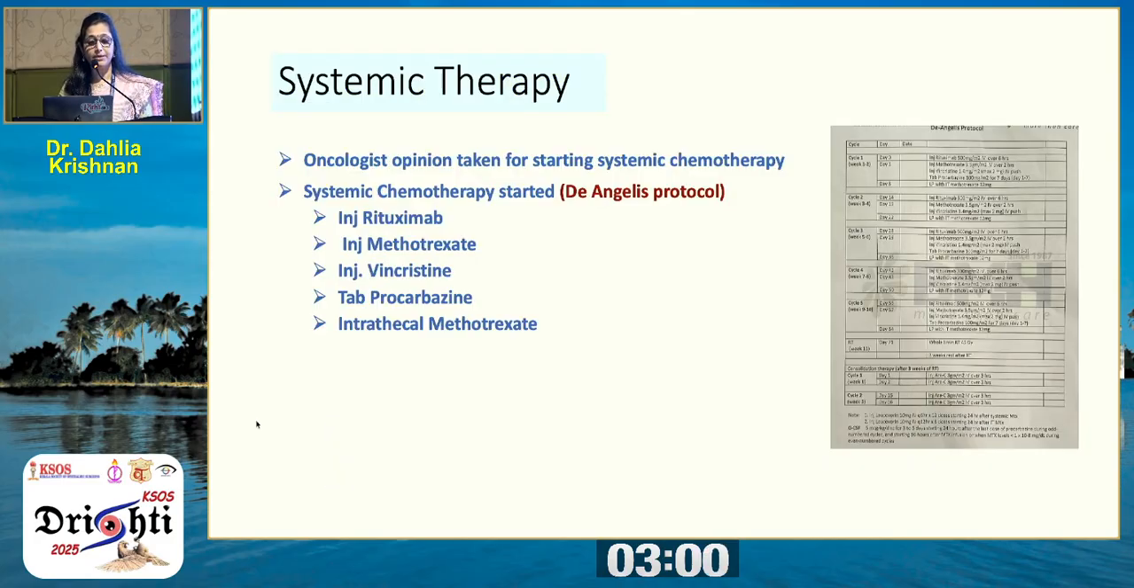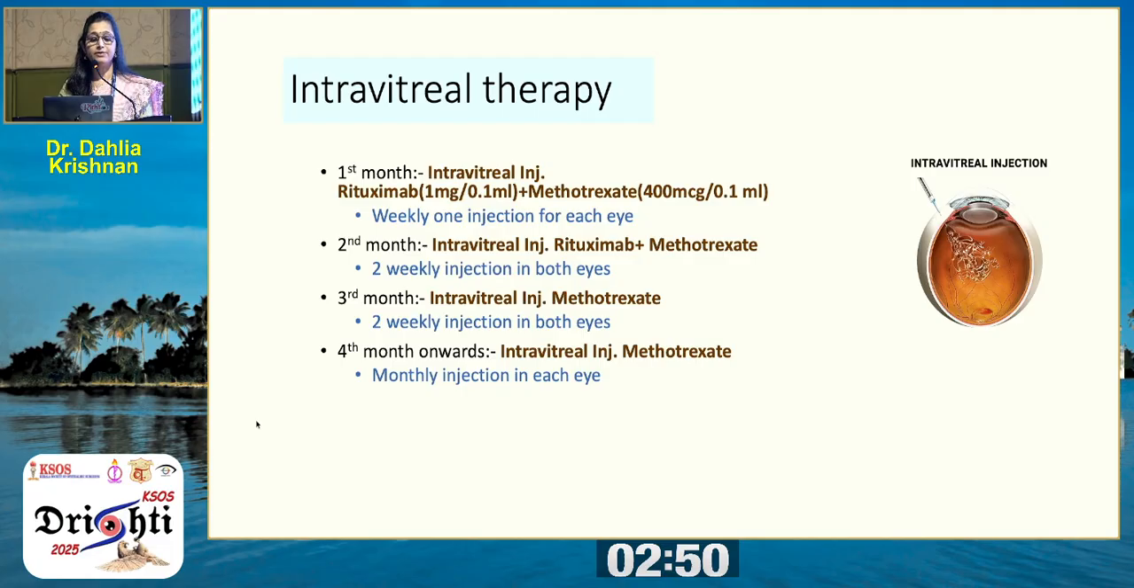So the oncologist's opinion was taken and chemotherapy was started according to the De-Angelis protocol with rituximab, methotrexate, vincristine and procarbazine, and intrathecal methotrexate. Intravitreal therapy was given with intravitreal injection of rituximab and methotrexate weekly once in the first month, 2 weekly once in the second month, and in the third month intravitreal methotrexate 2 weekly, and from the fourth month onwards monthly injection of intravitreal methotrexate.